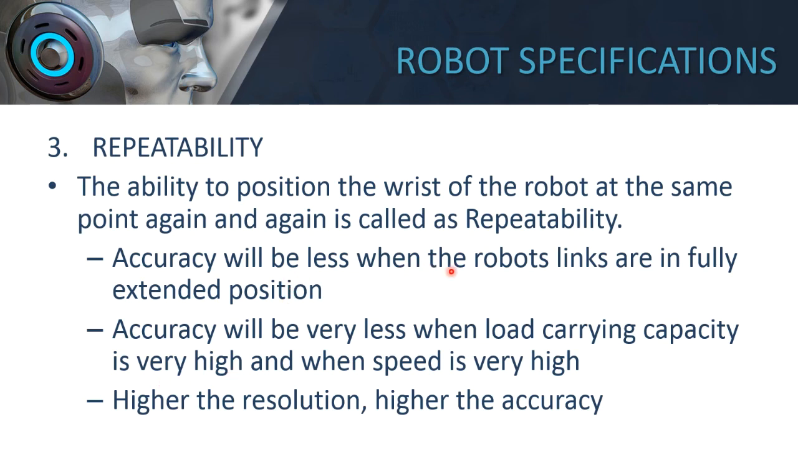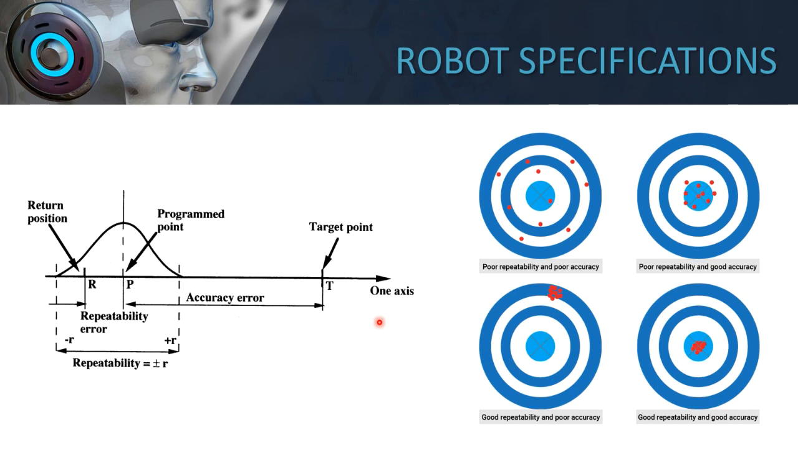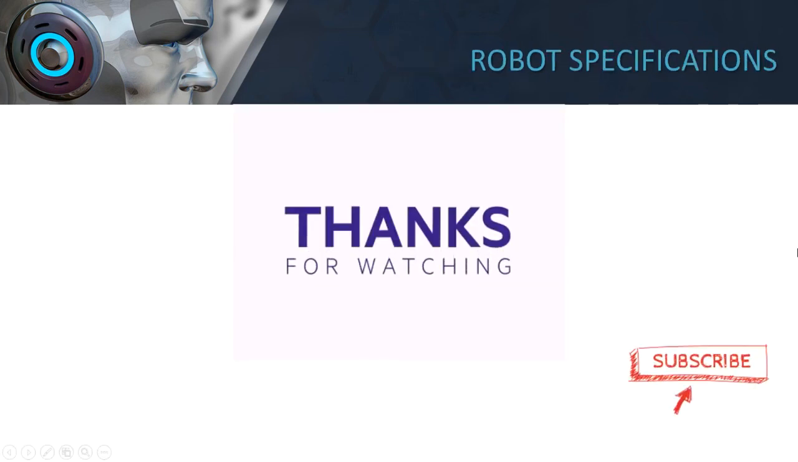So that is how repeatability is defined. I told you how exactly accuracy changes when the repeatability also changes. So this is all about the robot specification.